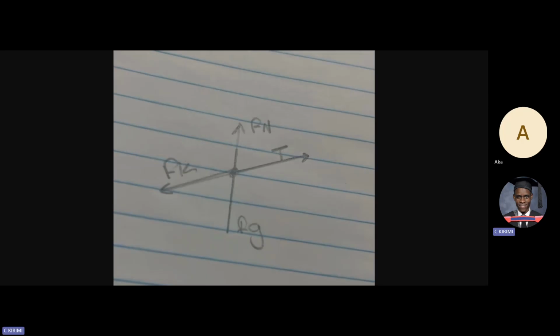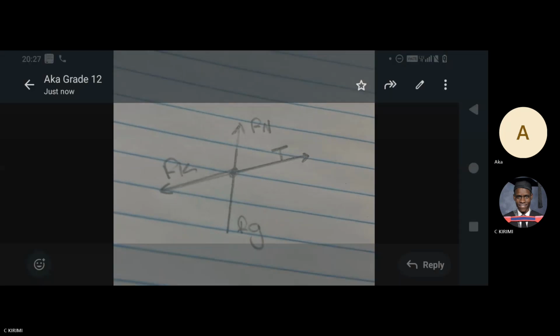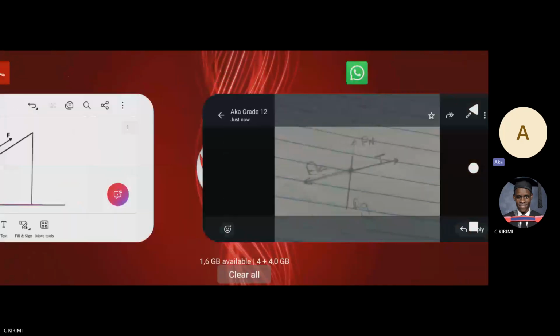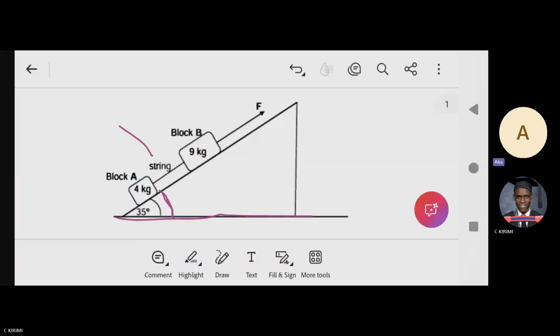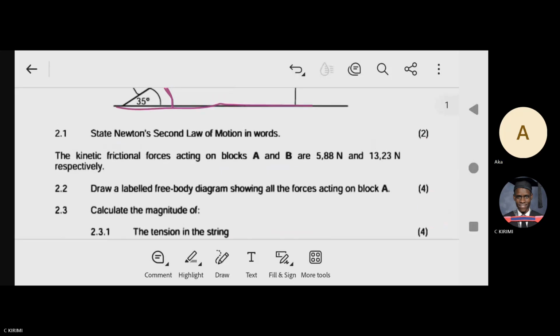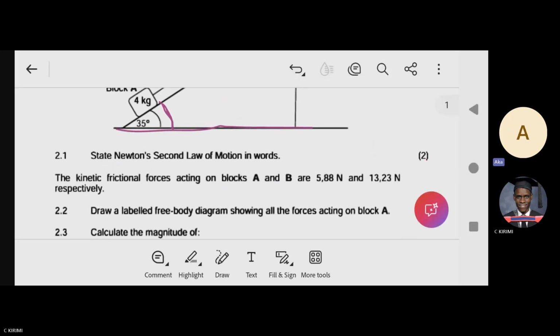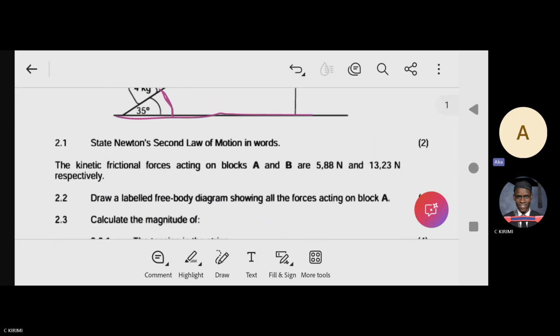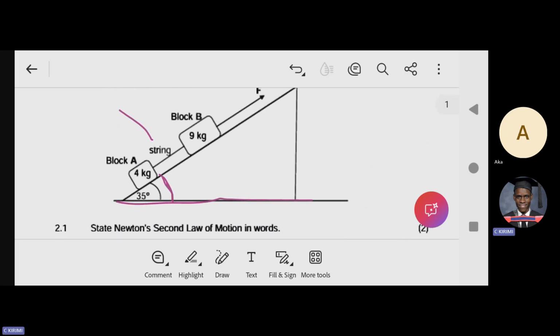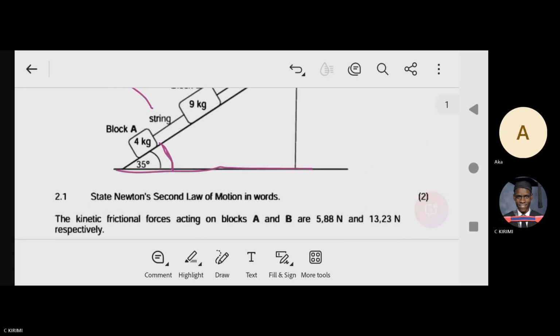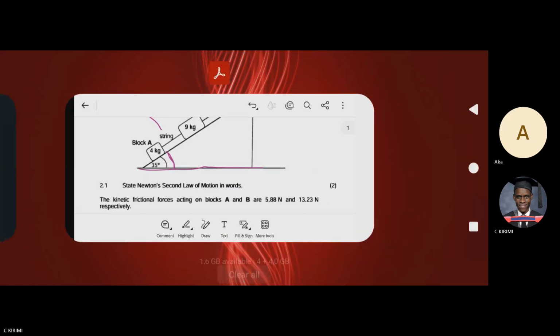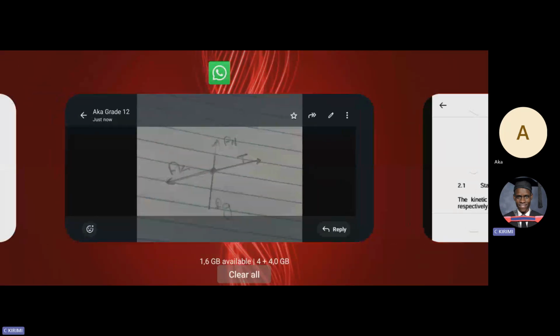What about the F applied? Where is it? They said for A, must. You said what? They said for A, for its tension there. Yes, it's correct then. It's for A, then it's correct.